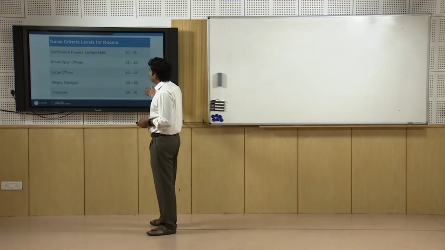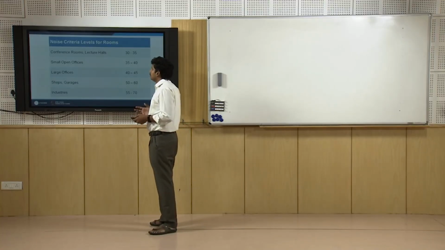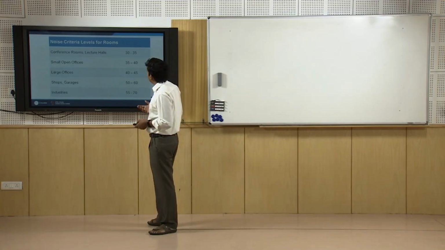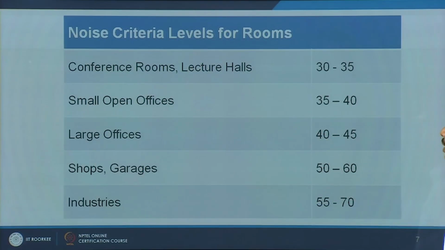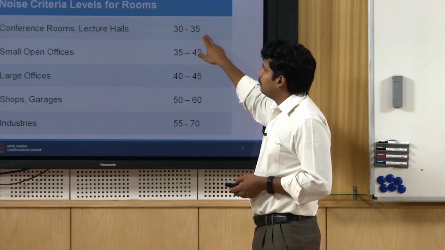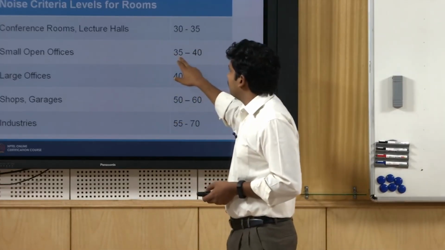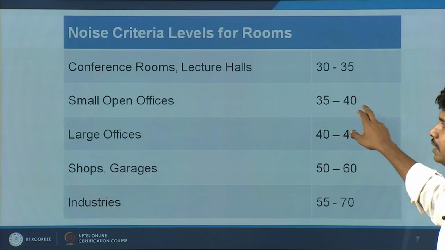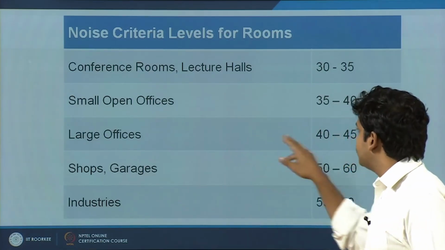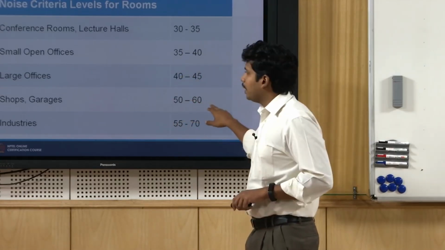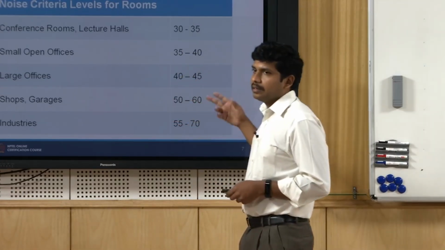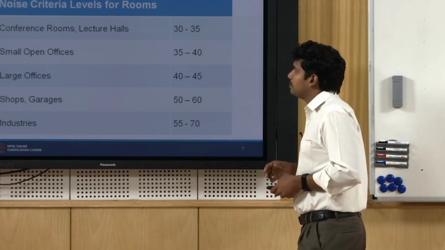For specific standards, there are different versions, defining commonly accepted values. Conference rooms and rooms for lectures 30 to 35, small open offices 35 to 40. This would also include private cabins. Then large offices you can go as high as 45, shops and garages would be higher, and industries can go as high as 70 NC. This is in terms of noise criteria.